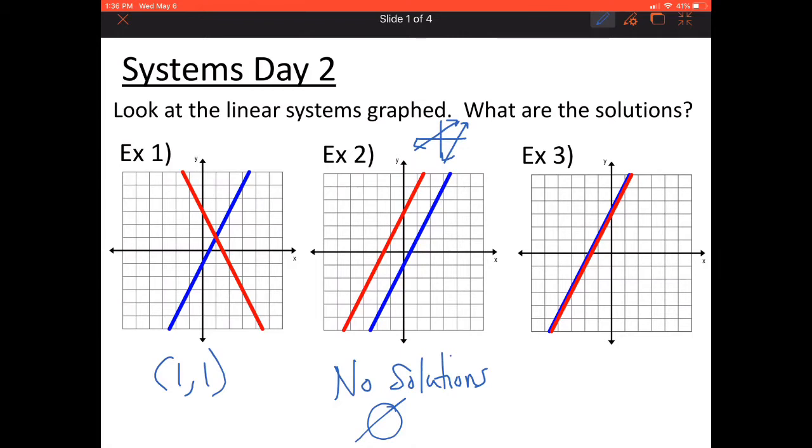All right, now in example 3, if you take a look, I've got the blue line, and then it looks like the red line is graphed right over the top of it. So that means these two lines intersect everywhere, at every single point that you could possibly have, right? When I draw the red line over the blue, it would intersect at every single point that it touches. So this one would have infinitely many solutions.